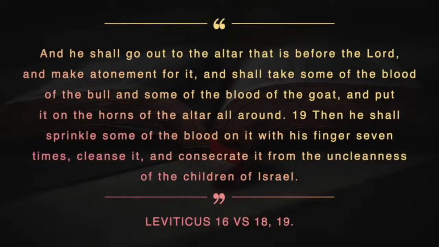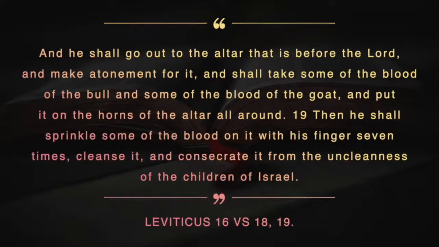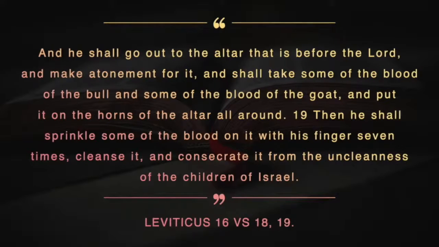You remember when the sinner confesses their sin, the blood is brought in and part of it is put on the horns of the altar. Now, the high priest is making atonement for the altar because even the altar has been defiled before the Lord. So he makes atonement for it.